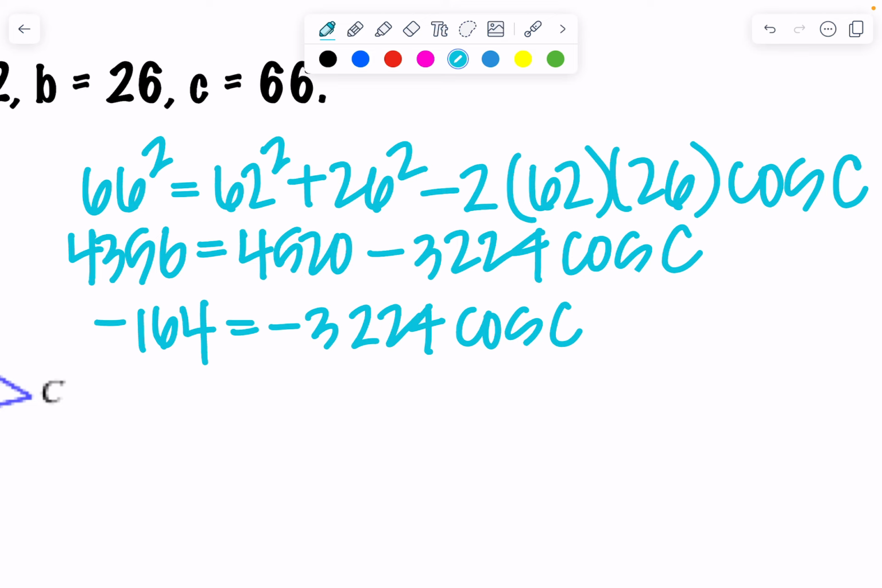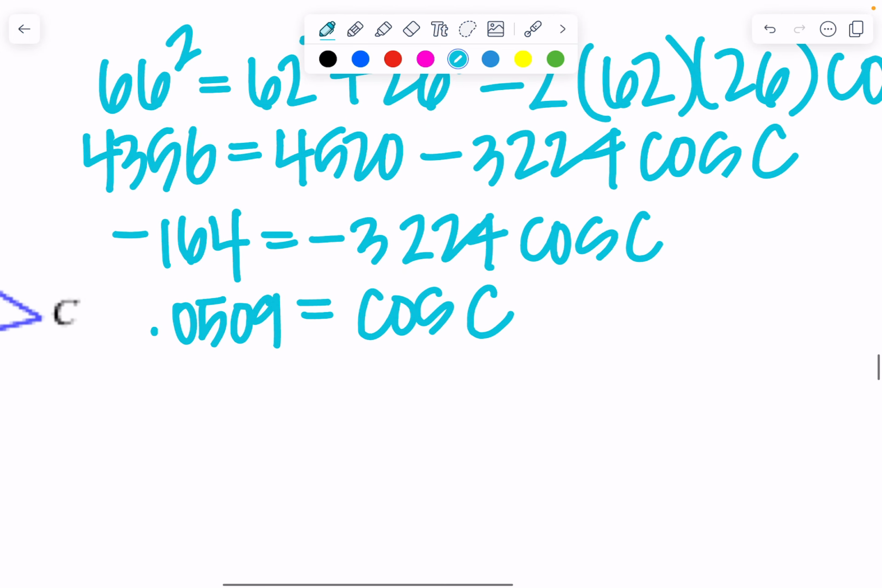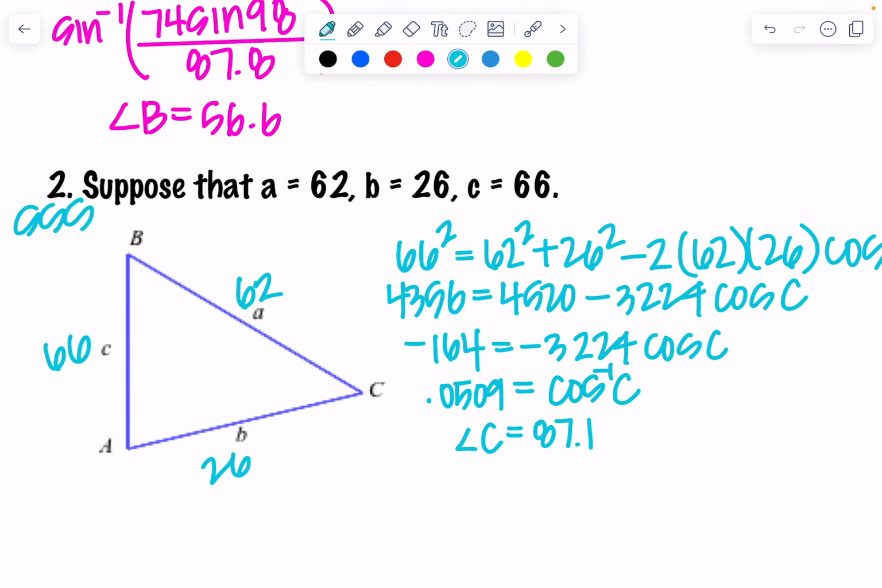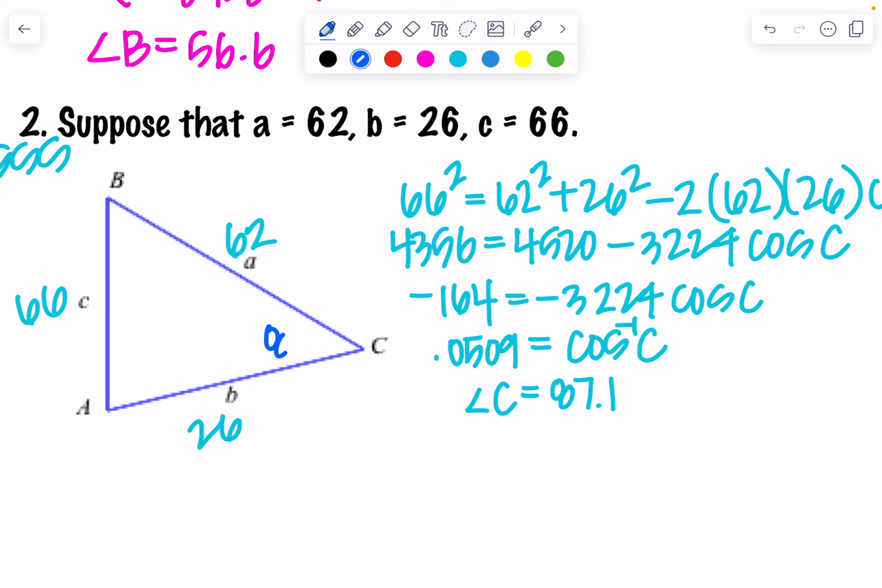Now you can divide by minus 3224, and you're going to get 0.0509 if you round to 4 decimal places, which seems accurate because we know the cosine of a number is going to be a decimal, and now you're just going to use that inverse cosine to find your angle. And rounded to the nearest 10th place would be 87.1. Okay, so you're going to get 87.1 for angle C.